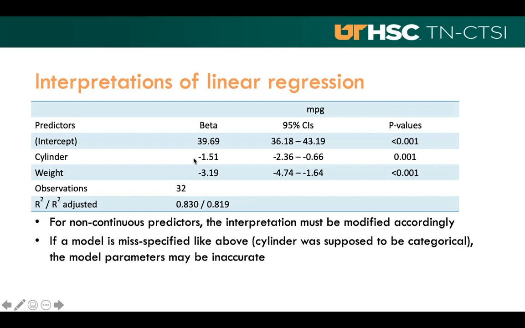Say if the cylinder increases by 2, the miles per gallon decreases by about 3 points. So this model is not a correctly specified model, but just for example. For weight, again, it's similar with the above one, negative 3.19. In the previous slide, we have negative 3.21 because in this model, we misspecified the cylinder as a continuous variable, and so we got a different coefficient for the weight as well.